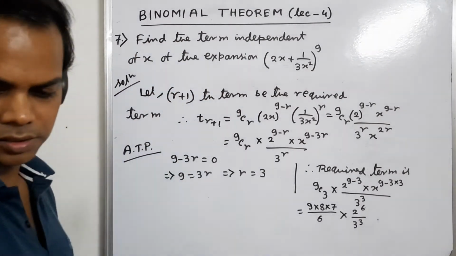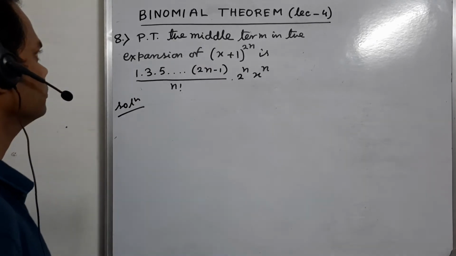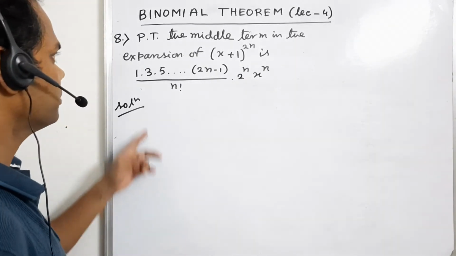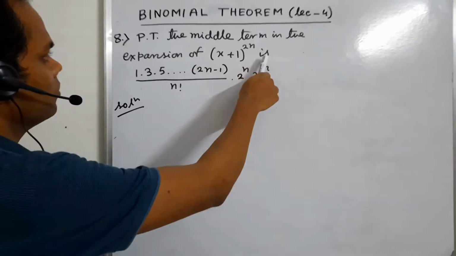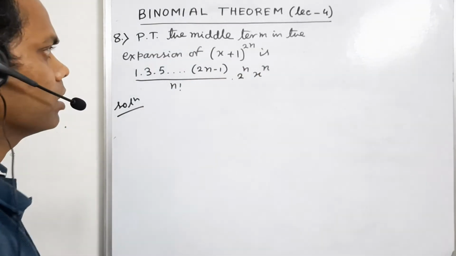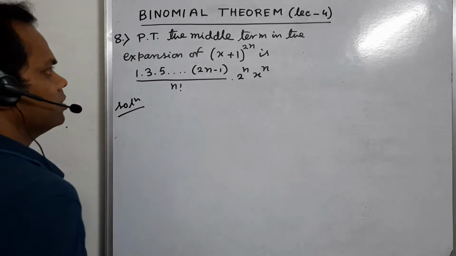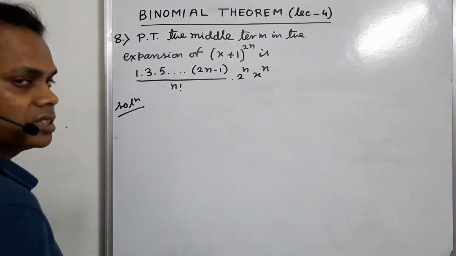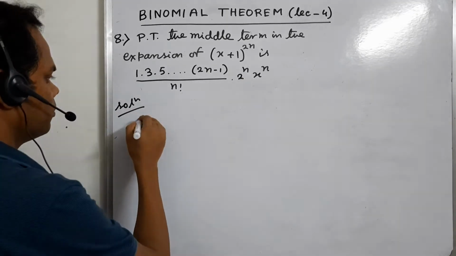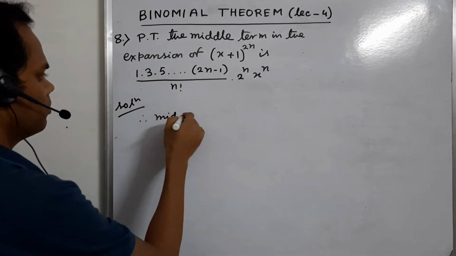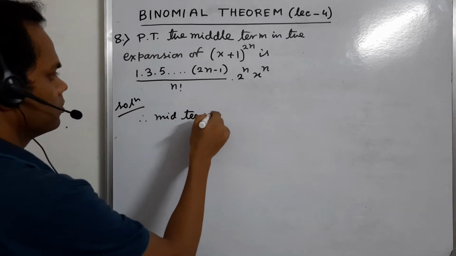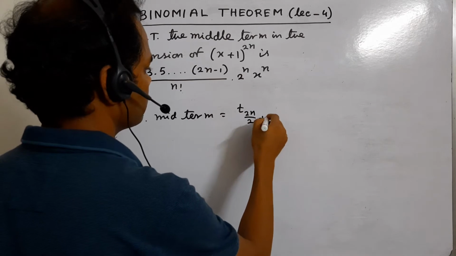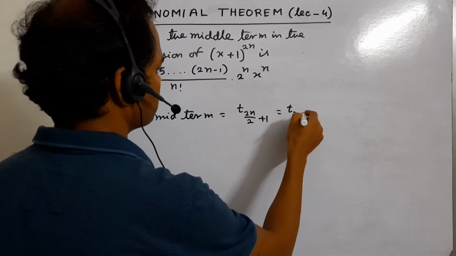And the next sum is next 8. Prove that the middle term in the expansion of (x plus 1) whole to the power 2n is this one. Here the power of the expansion is even. 2n is even. Here n is an integer, so 2n is even. Therefore, the middle term equals T of 2n by 2 plus 1, T of n plus 1.